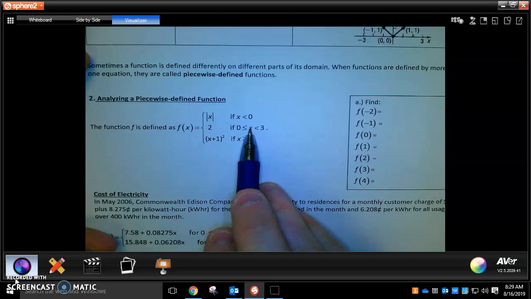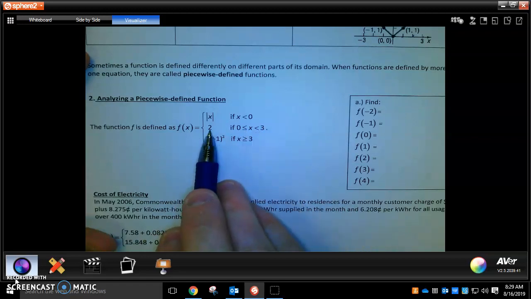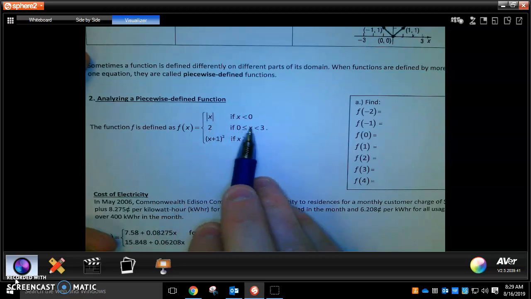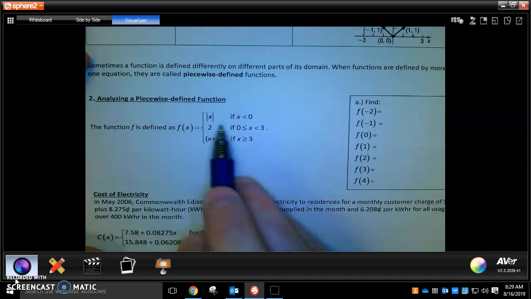If I give you an x that is between 0 and 3, so including the 0 but not including 3, you use this function. This is just a constant. It just says if x is in here, then your y value is a 2. That's it. There's no math to do.